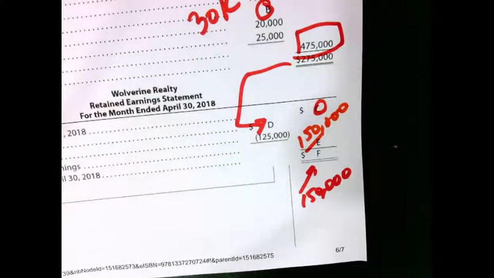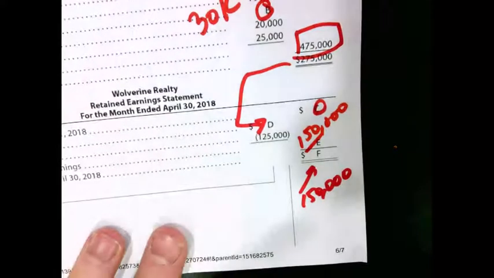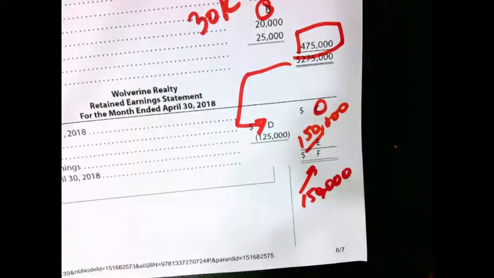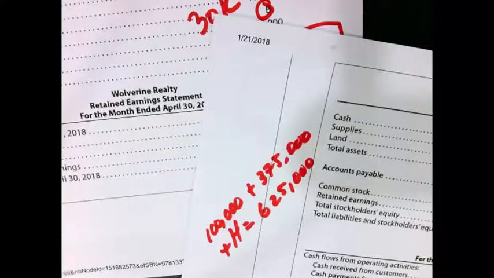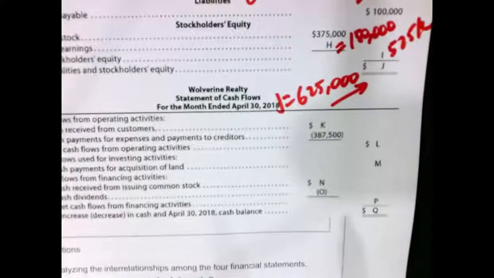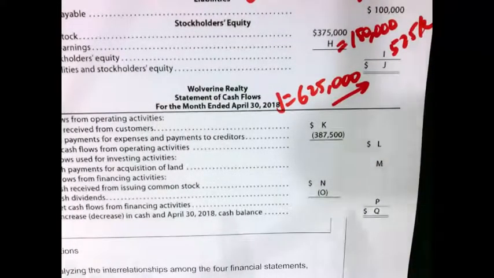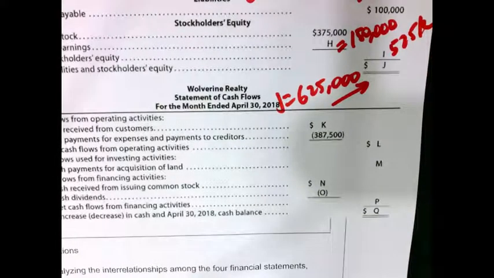Okay? So that's how you answer the first three statements. Then we have the statement of cash flows here. For the time being, I want to stay away from it, because we haven't really talked about the statement of cash flows. I'll come back to it at some other time. For the purposes of the exam and so on, I just care that you understand the relationship between the first three statements. So that concludes this problem.